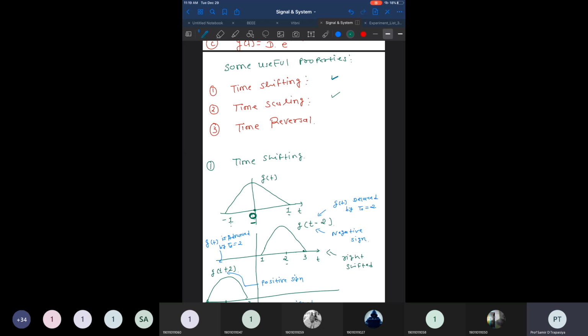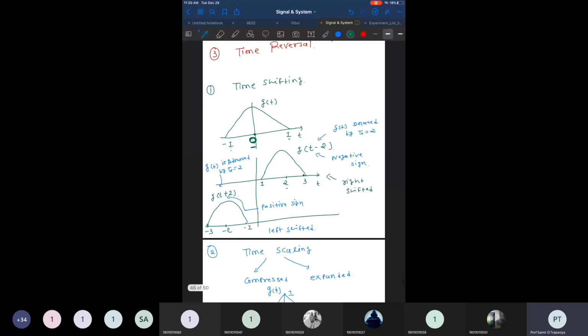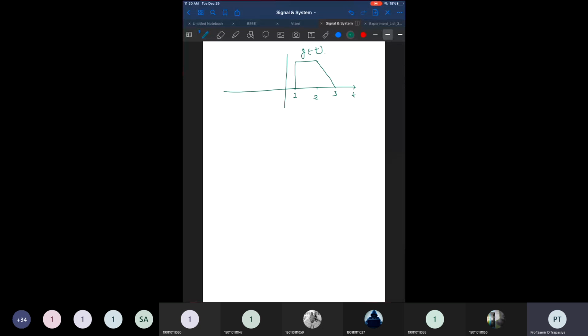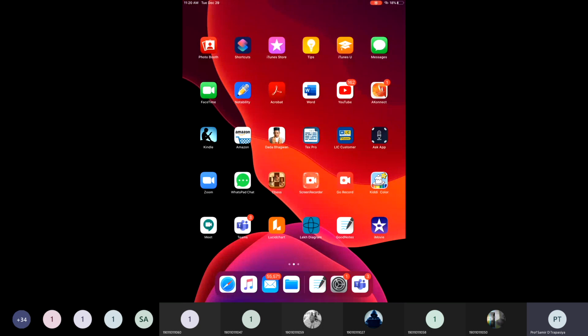Then we have discussed the time reversal property. In the reversal property, the signal is flipped from right to left side and left to right side. So after applying the flip operation, g of t can be concluded as g of minus t. I think we need to stop here because time will not permit us to move further. But in the next lecture, we will discuss more detail regarding the same.